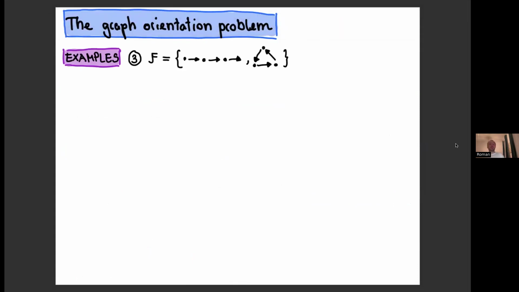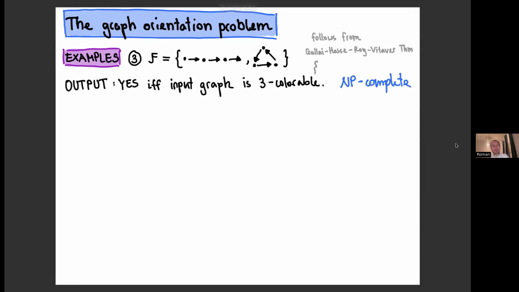Okay, a last example, now a bit more involved. We forbid this 3-walk and again the 3-cycle. And in this case, we are supposed to answer yes if and only if the input graph is 3-colorable. This actually follows from a theorem proved by many different mathematicians. It was independently proved by Gallai, Hasse, Roy, and Vitaver. And famously, the 3-coloring problem is NP-complete. So we also get that.